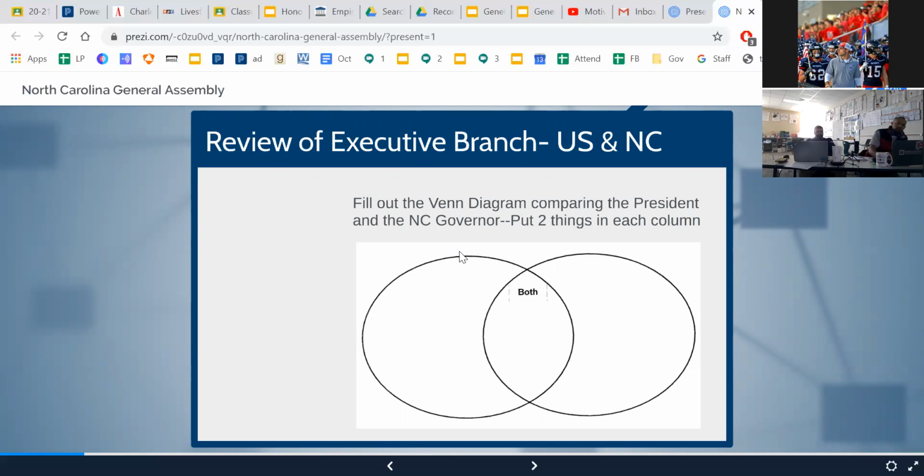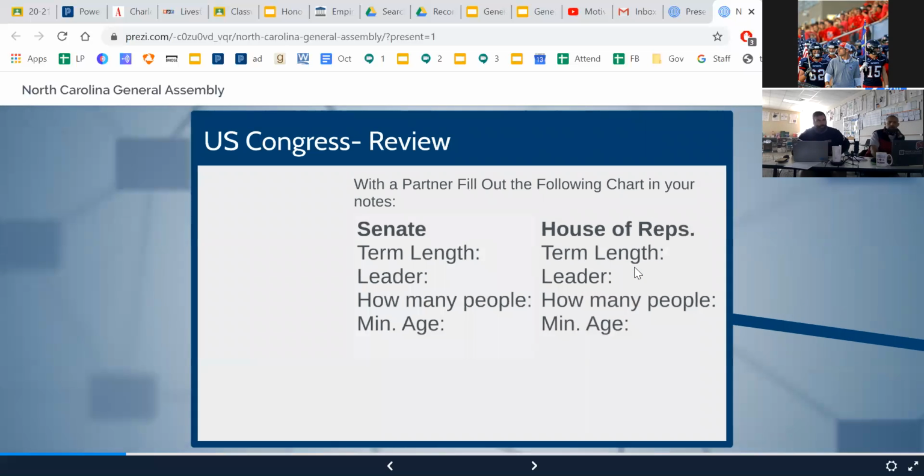So compare them. Talk about comparing the president to the North Carolina governor, which we will circle back to in a minute. Now, we have already filled this out. Now that you've unpaused from filling out that Venn diagram, you're going to listen for a little bit and then pause again, because we want you to fill out this chart and test yourself. If you remember, how long is a U.S. Senate term? 6 years. How long is the term for somebody in the House? 2 years. Pause us and fill it out in your notes on the left side now.